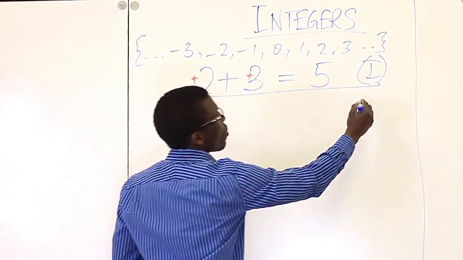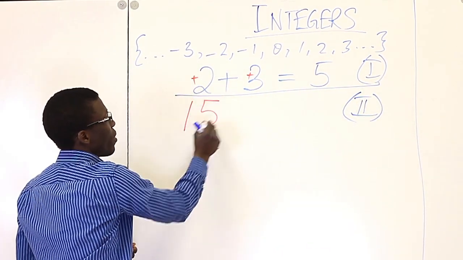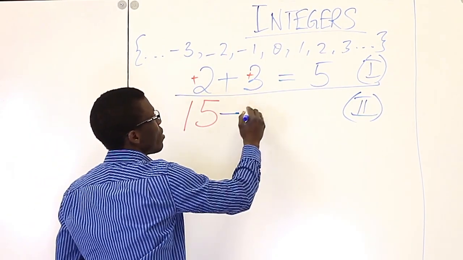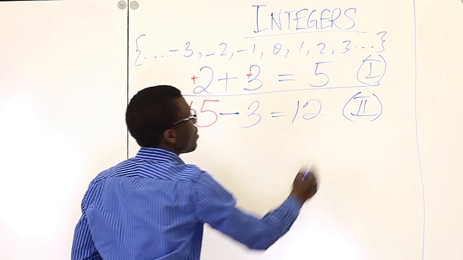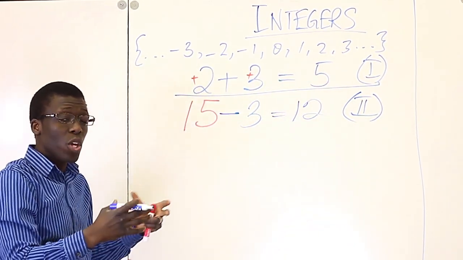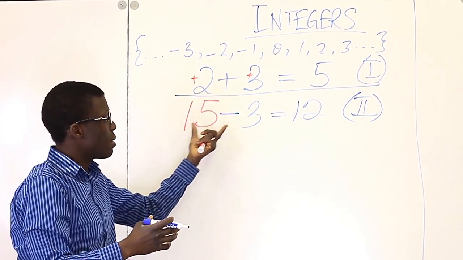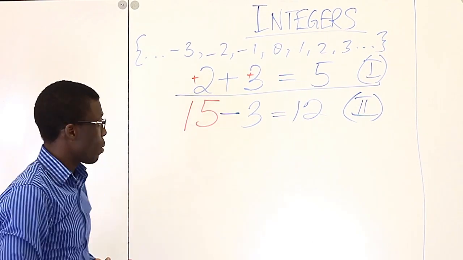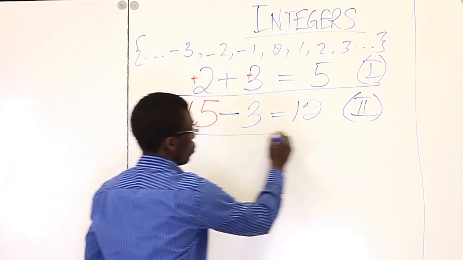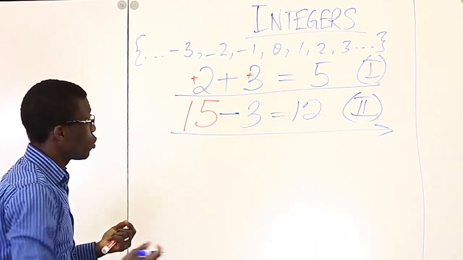Now let's look at category 2. If you have two numbers such that the bigger number is positive, for example 15 minus 3, 15 minus 3 is 12. Notice that it's positive when you add two positive numbers, and when you have the bigger number, 15 minus 3, you get a positive number as well. That's category 2. Let's look at a subset of category 2.